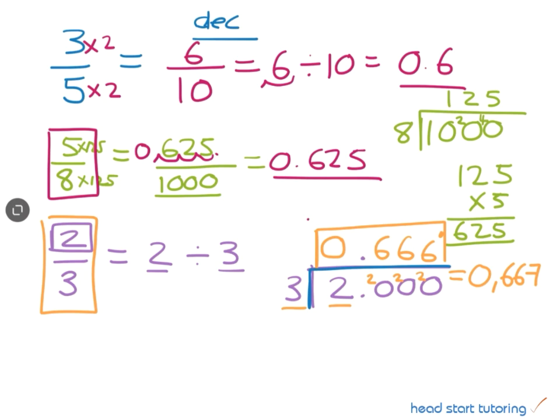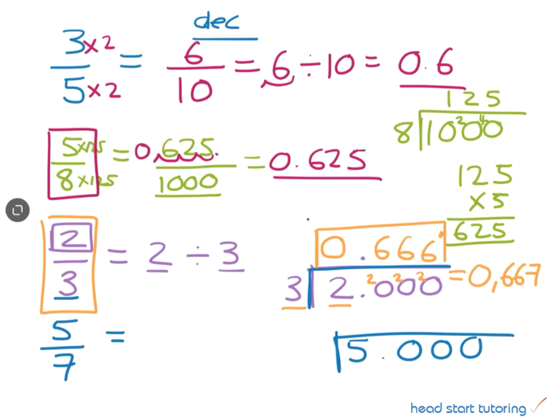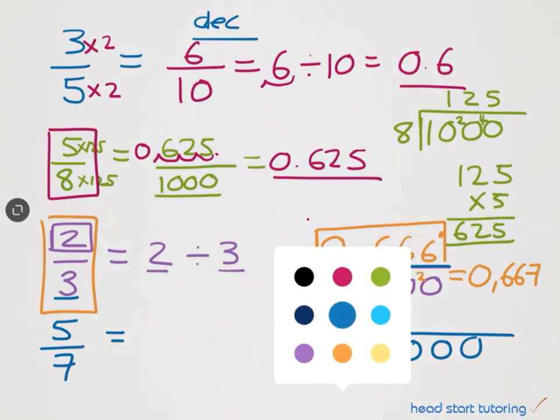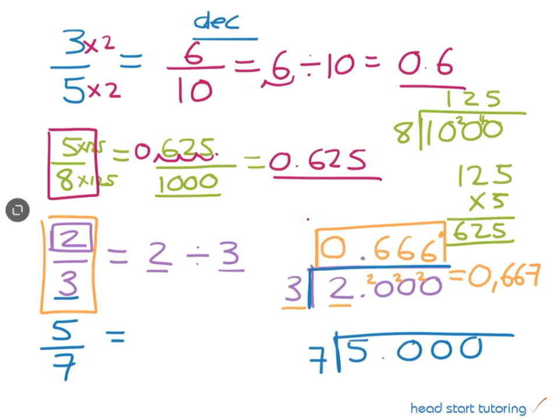So if we are working with 5/7, again 7 will not fit into 10, 100 or 1,000, the same as 3. So we put our 5, our numerator, inside our division house with 0.000 and our 7 outside the division house because we are dividing by 7. Then we just work out what 5 divided by 7 is by bringing up our decimal point directly.